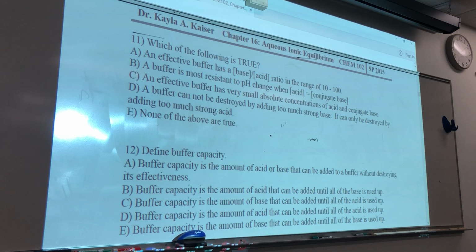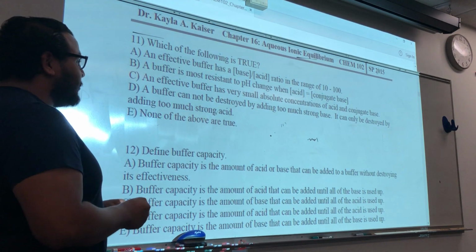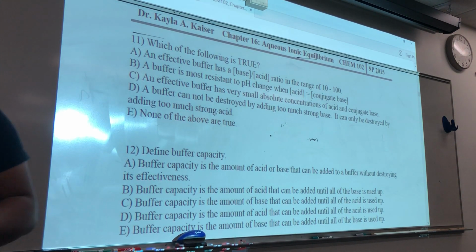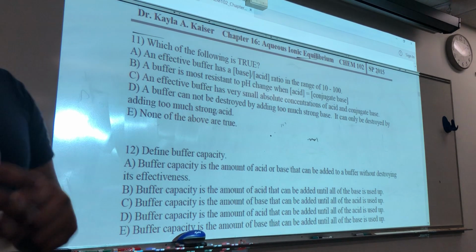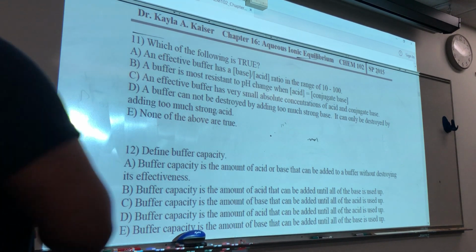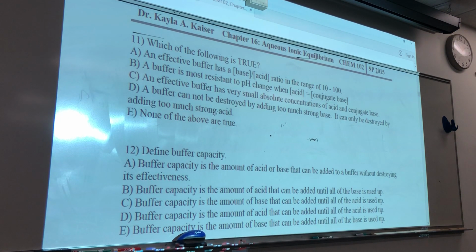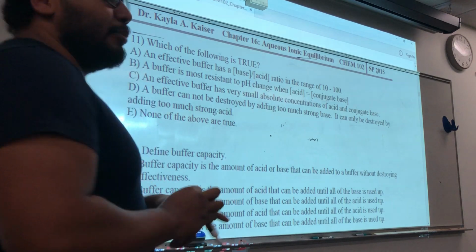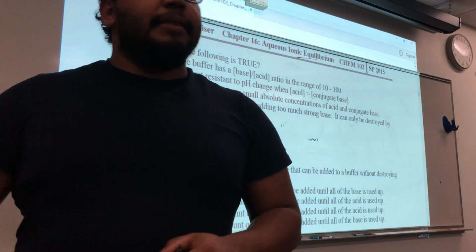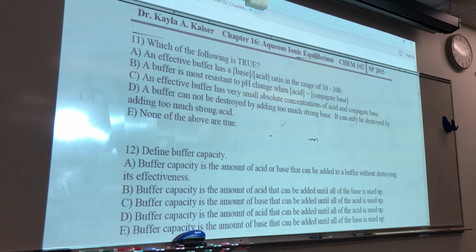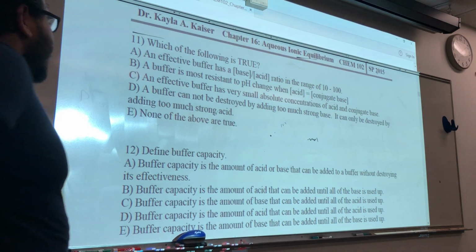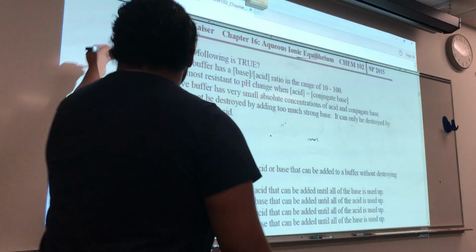Which of the following is true? This is a good question, helpful for you guys. An effective buffer has a base to acid ratio with a range of 10 to 100. What's our range for a buffer? 10 to 1? Isn't it 0.1 to 10, I believe? Yeah, because the biggest range we have is 0.1 to 10, a tenfold range. So that's not our answer.